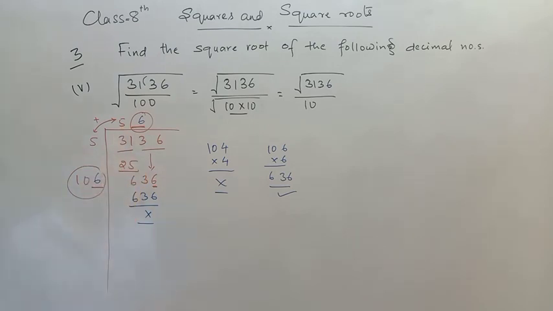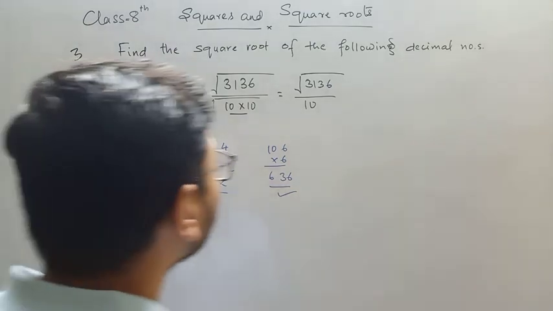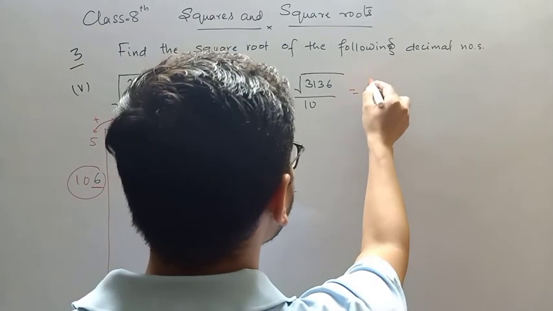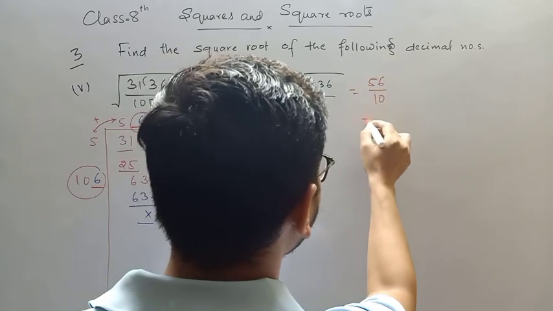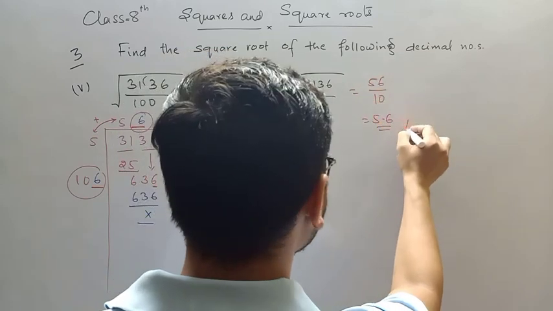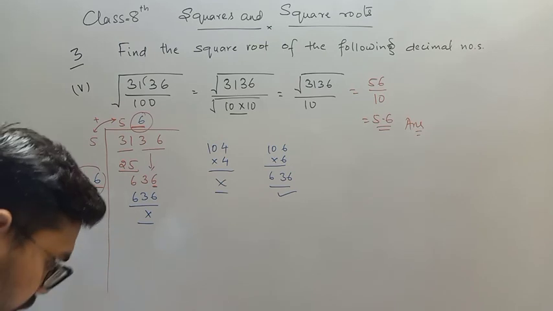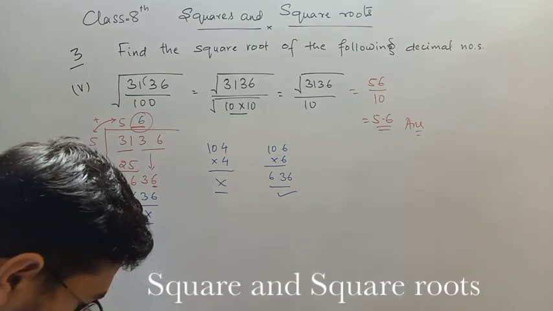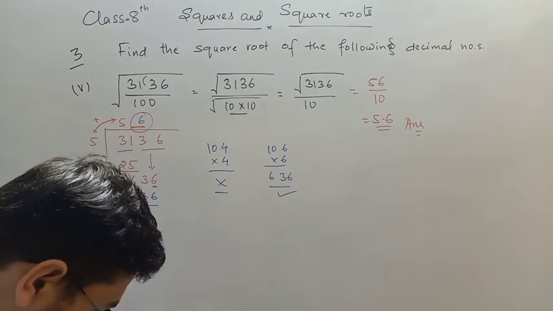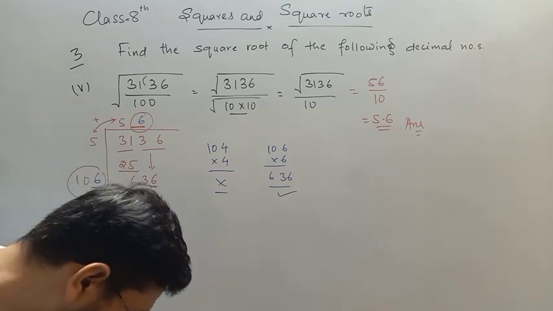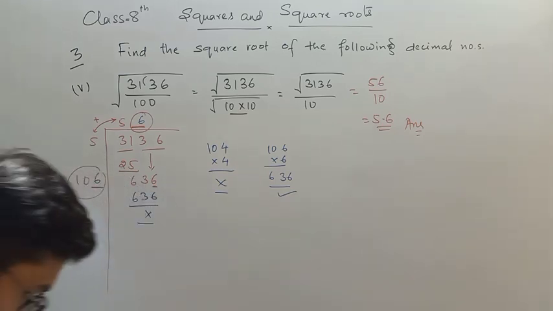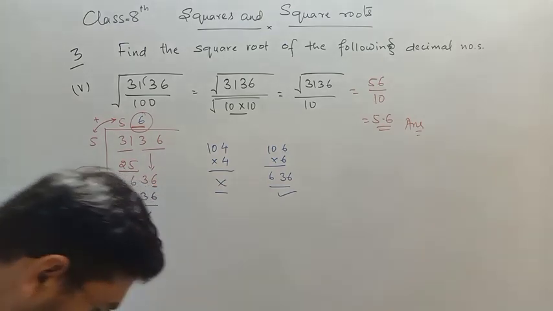So 56. The square root of 3136 is equal to 56 divided by 10, which can be written as 5.6. So this is your answer. Note it down fast. So try other questions also, and if you have any doubt, you are free to ask me. Now I'll explain question number 7 and 8. Rest is for your homework.